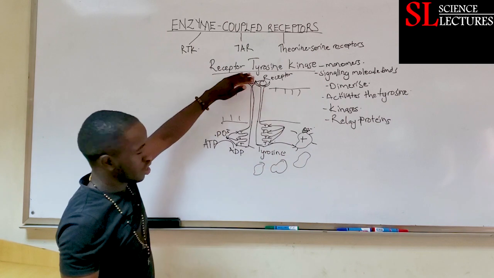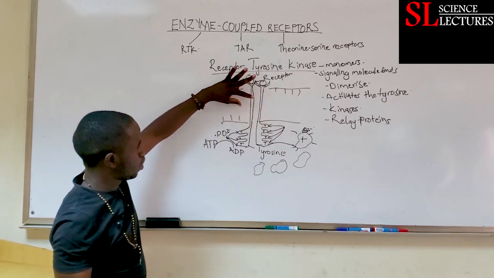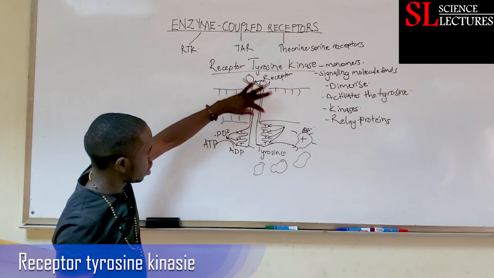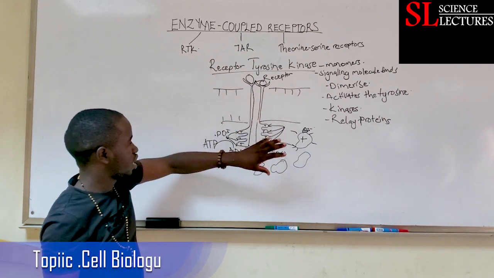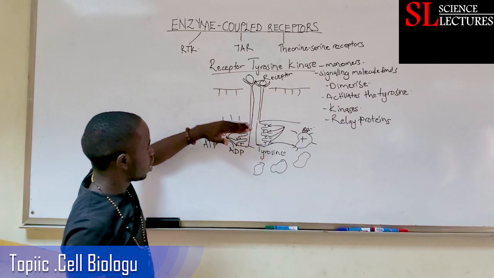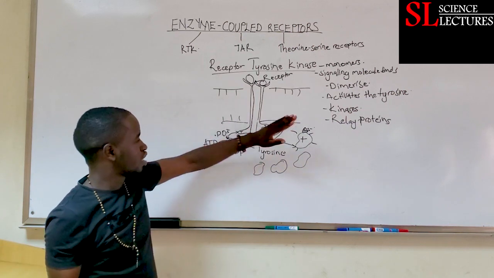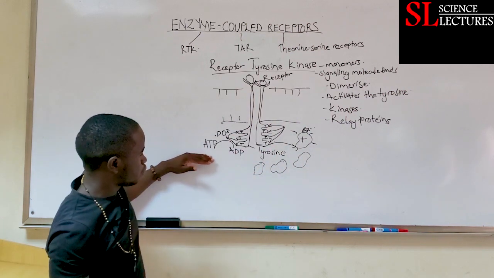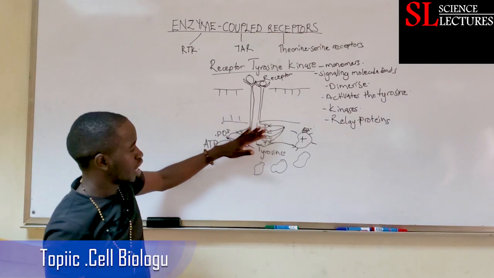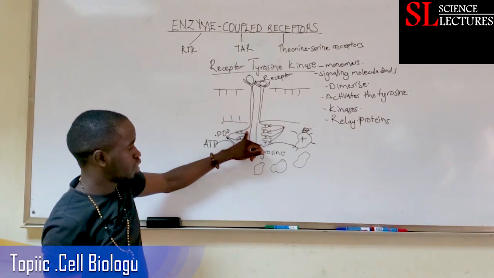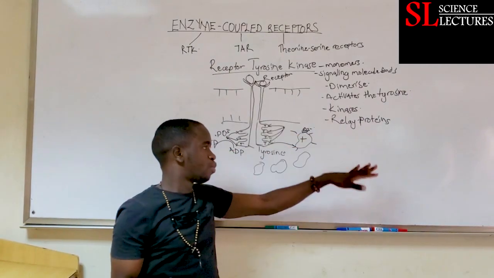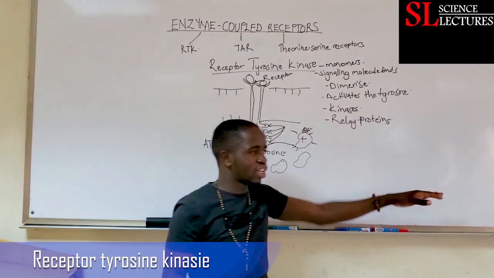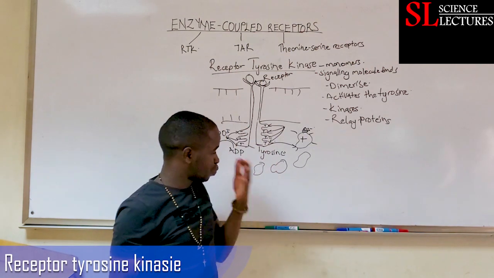So I repeat, a signaling molecule binds on the cell surface membrane, causing dimerization. Dimerization activates the cytoplasmic tail. The cytoplasmic tail contains tyrosine and kinases. The kinases shall get ATP, remove phosphates, and add them to the tyrosine proteins. Then the tyrosine proteins shall phosphorylate other relay proteins that shall go on triggering a cellular response.